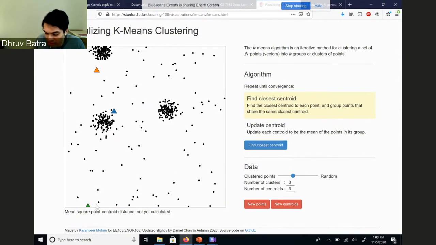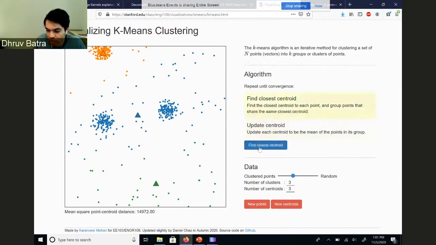We have 3 of these cluster centers that have been spawned: the orange, the red, and the green. We can find the closest cluster center. So here are all the points that have been labeled in blue. Here are points that have been labeled in orange. Here are points that have been labeled in green. We can now update the centroid. So the points moved. We can find the closest centroid again. And we can keep doing this over and over again.